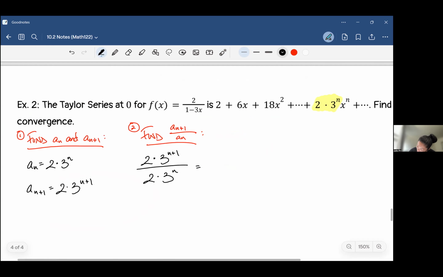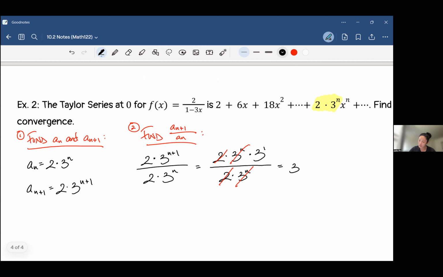What do I mean by simplify? We want to write this as 2 times 3 to the n times 3 to the 1, using our exponent rules: 3 to the n plus 1 is 3 to the n times 3 to the 1. And we're going to divide that by 2 times 3 to the n. This is really nice because 2 divided by 2 is 1, and 3 to the n divided by 3 to the n is also 1. And so when we divide them, we get a number.